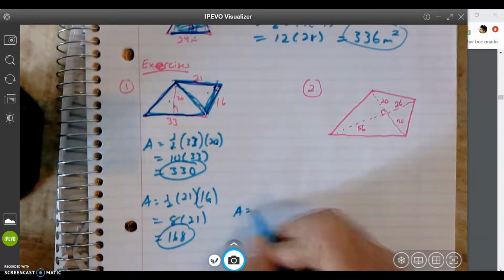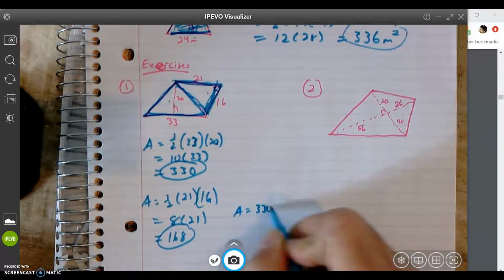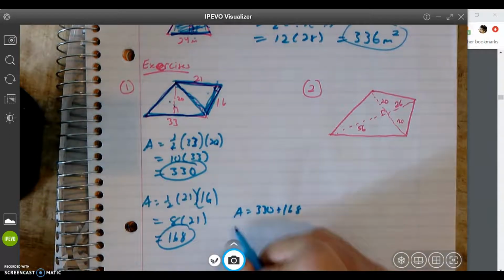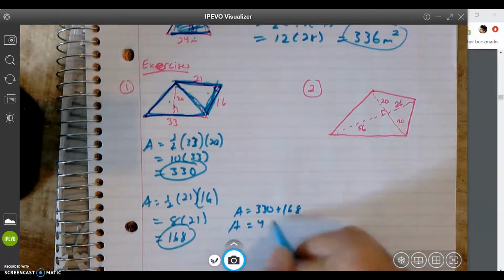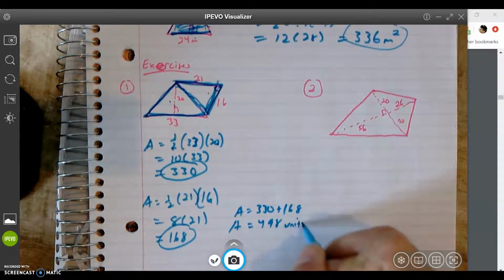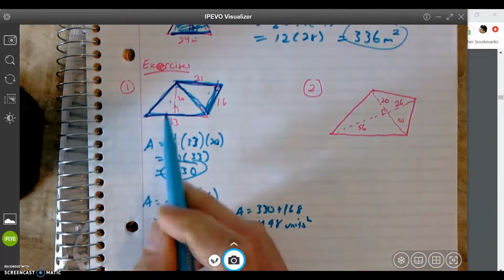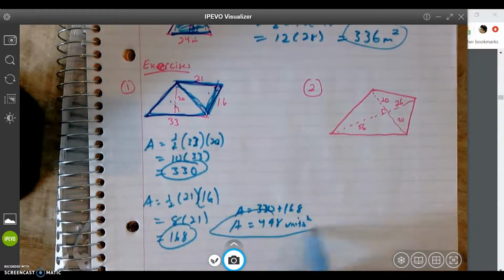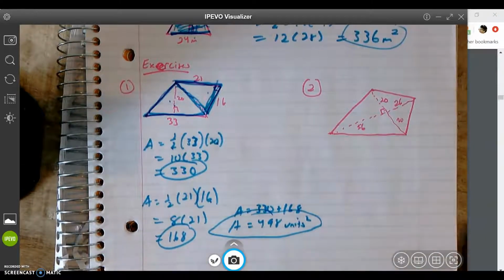So the area is going to be 330 plus 168 is 498 units squared. So it doesn't say meters or inches or anything like that. So we're just going to put units squared instead. Always put the final answer, always box it or circle it as we go.